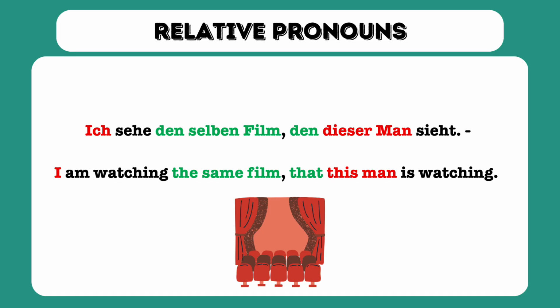So dieser Mann sieht denselben Film. This man is seeing the same film. Don't get it twisted and think that because I used denselben Film in the accusative case in the first clause, that's the reason it's being used in the accusative case in the second clause. That is not the case, which you can see very clearly in the previous example sentences where I use something in the accusative case in the first clause and in the nominative case in the second clause.